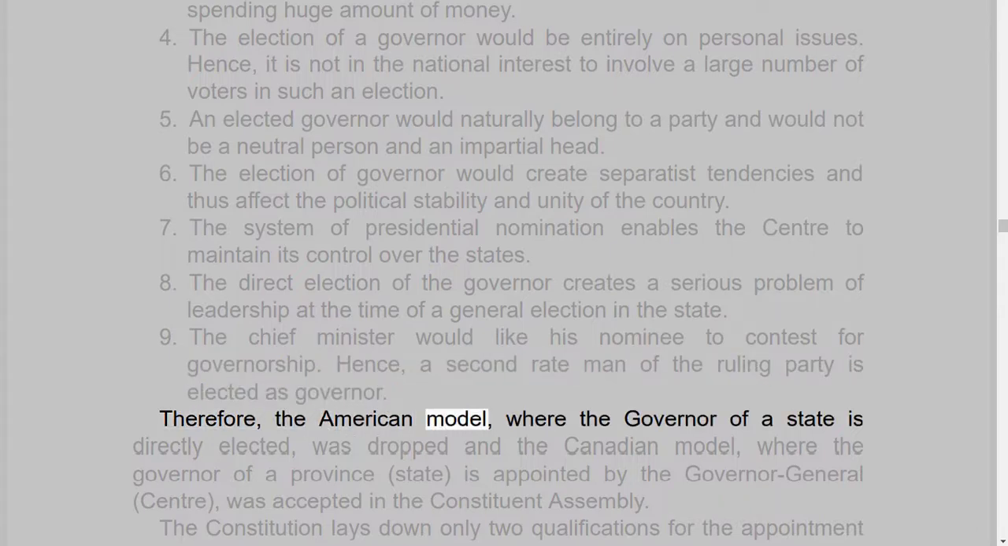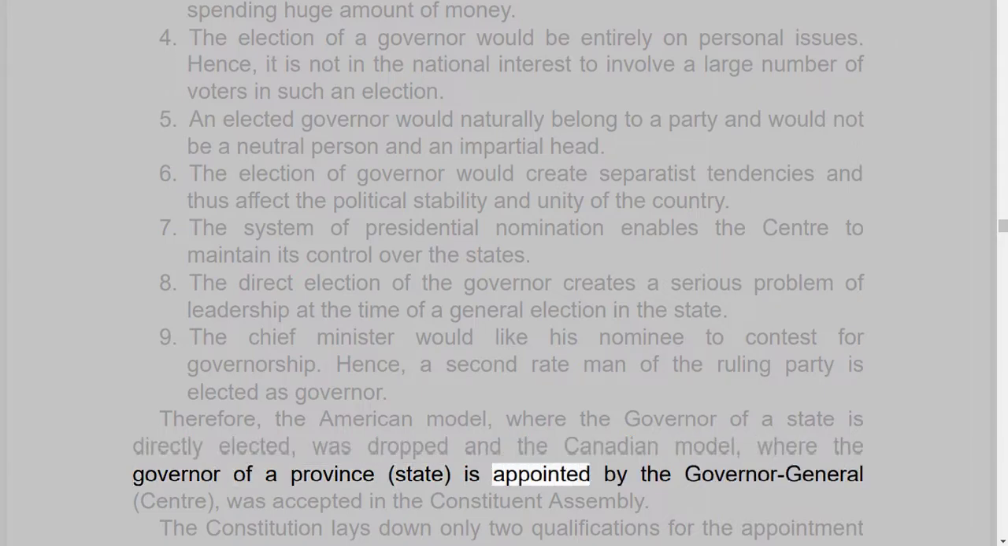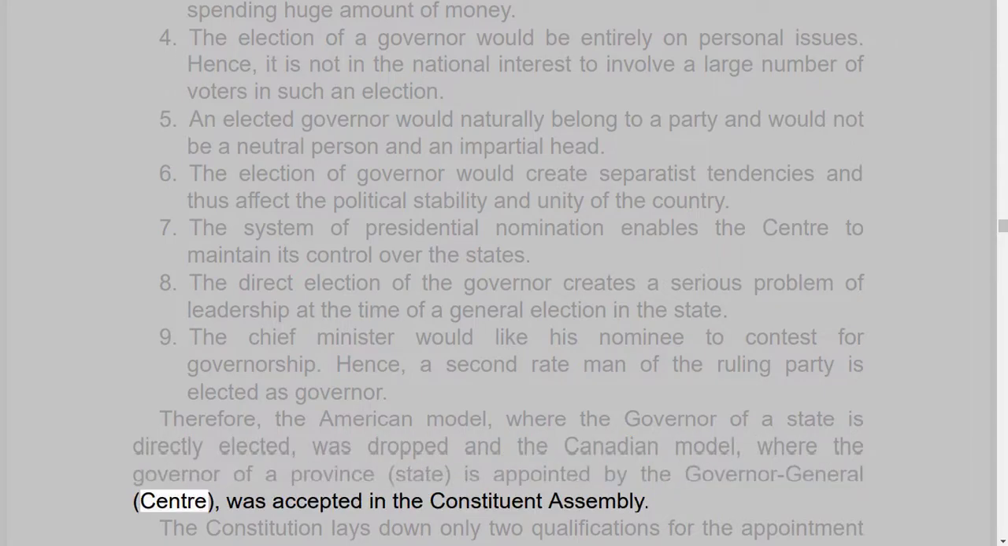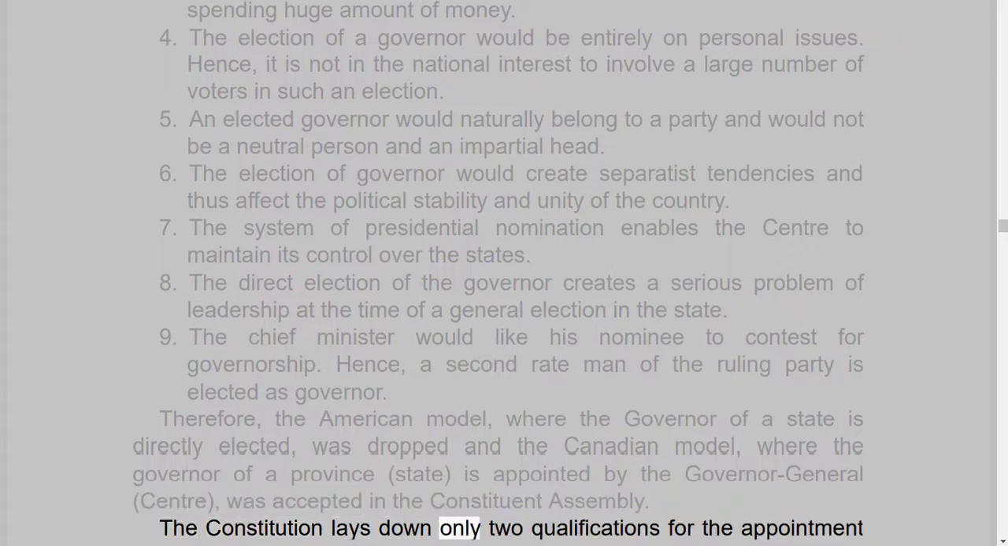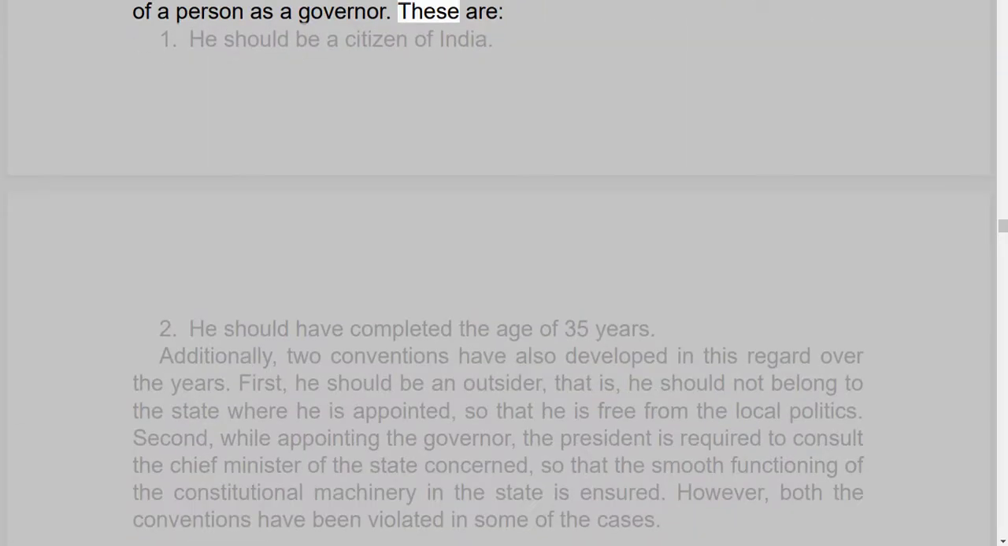Therefore, the American model, where the governor of a state is directly elected, was dropped, and the Canadian model, where the governor of a province, state, is appointed by the Governor-General, Centre, was accepted in the Constituent Assembly. The Constitution lays down only 2 qualifications for the appointment of a person as a governor. These are: 1. He should be a citizen of India. 2. He should have completed the age of 35 years.